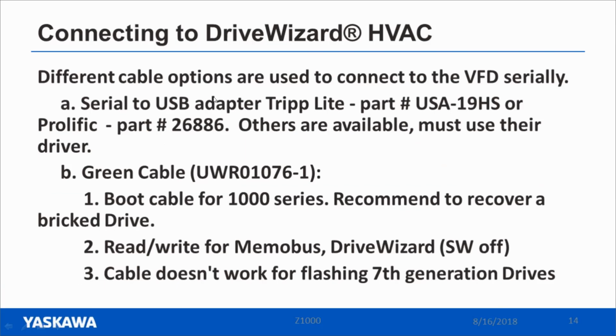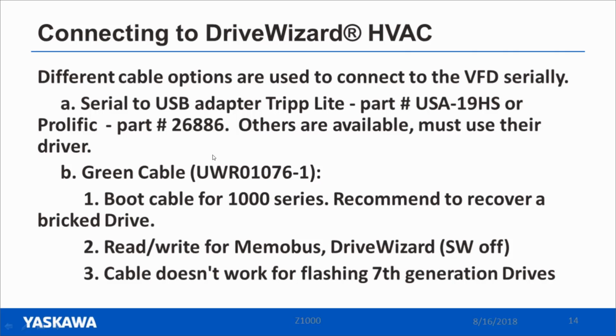And the different cables, the part numbers and the serial to USB adapter, there's a couple part numbers here listed. Our training department, I think, lately is pushing this Triplite part number USA-19HS, or the Prolific part number. That's actually what I'm using today. It's part number 26886. Others are available, and you must use their driver.